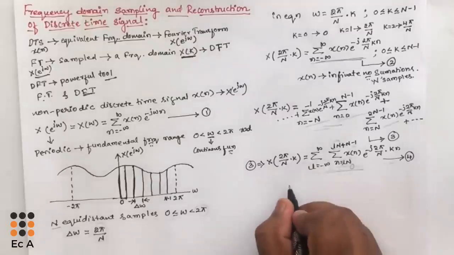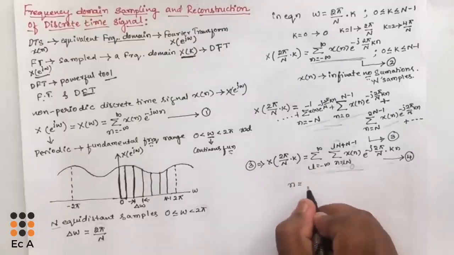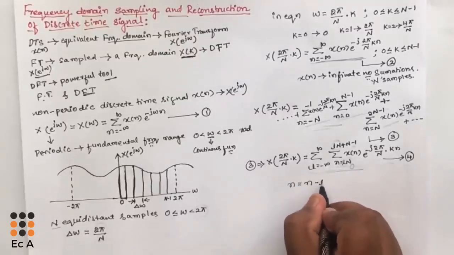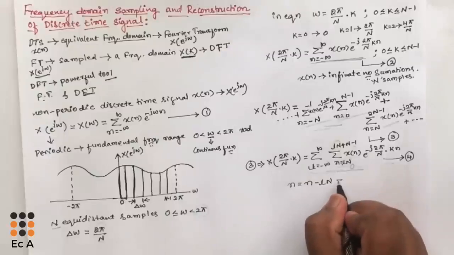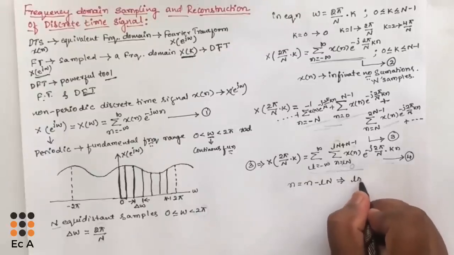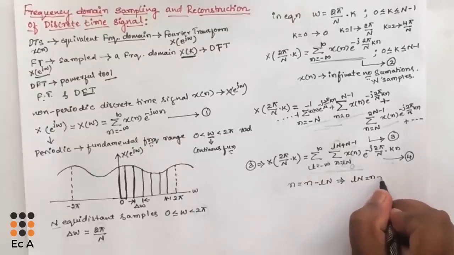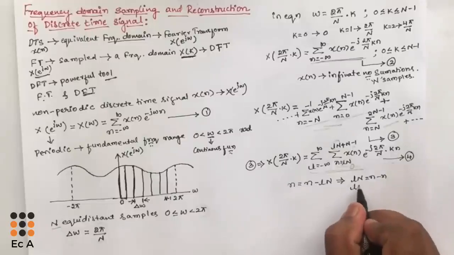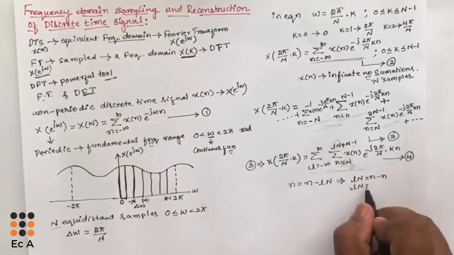Now let us put n is equal to n minus LN. In that case we can write LN is equal to n minus n. So we can write LN is equal to 0.